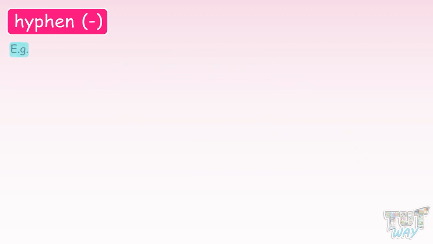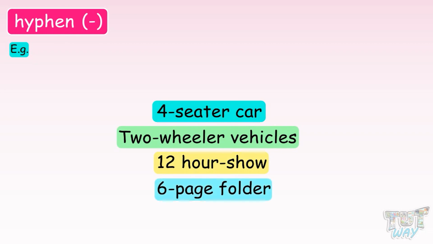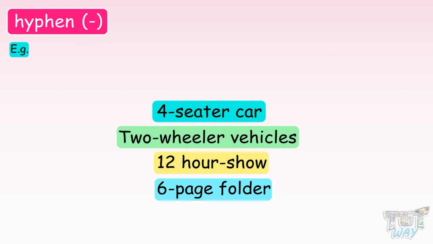Let's have some examples of words that are glued together with help of hyphens. 4-seater car, 2-wheeler vehicle, 12-hour show, 6-page folder. If we don't use hyphen between these words, there may arise ambiguity. Now let's learn the next use of hyphens.